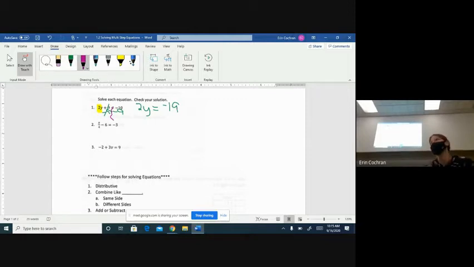Now we got to get rid of that 2, and that 2y represents 2 times y. So how do I get rid of multiplication? We divide, so I'm going to divide both sides by 2. What's 2 divided by 2? 1. So we have 1y, or just y, equals, and now can I divide negative 19 by 2? No, so we're going to leave it as negative 19 over 2.